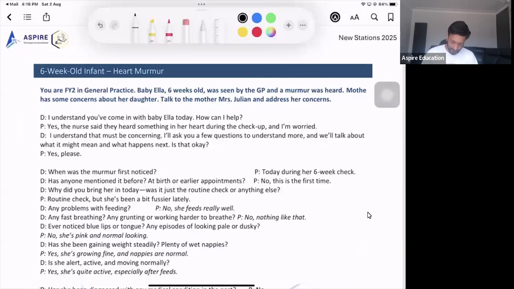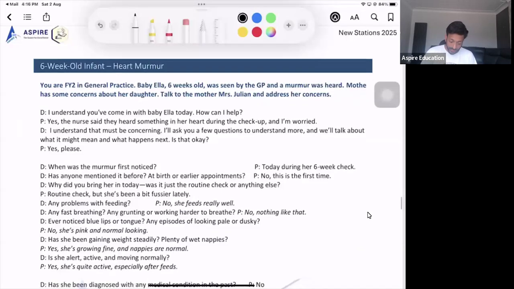Okay, so the other one. Your FY2 in GP. Baby Ila is 6 weeks old and was seen by the GP and a murmur was heard. The mother has some concern about her daughter. Talk to the mother and address her concern.